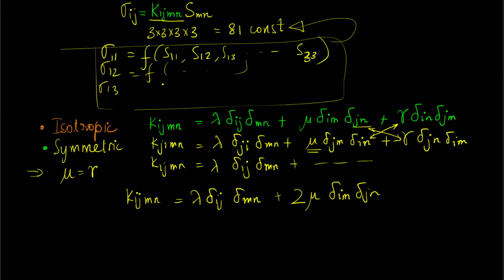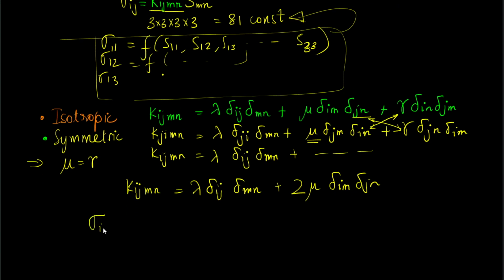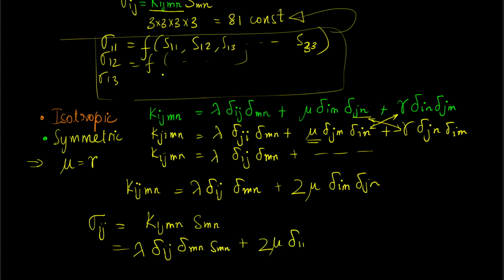So with this we can write down the deviatoric part of the stress tensor as K ijmn Smn. This is lambda delta ij delta mn Smn plus 2 mu delta im delta jn Smn.